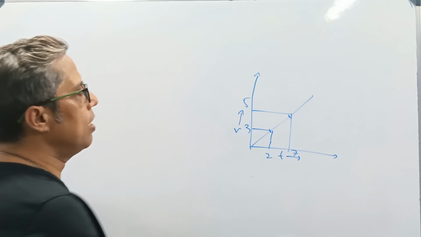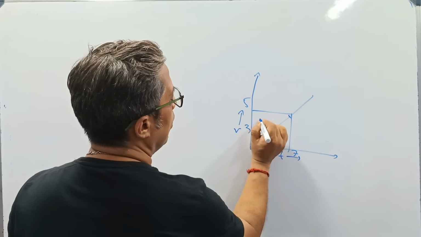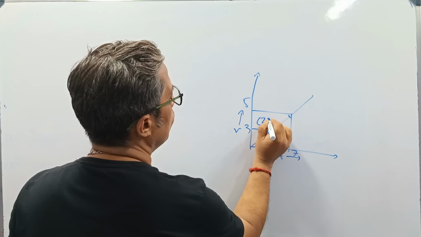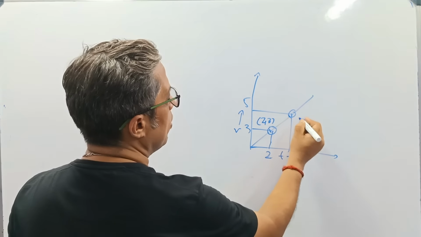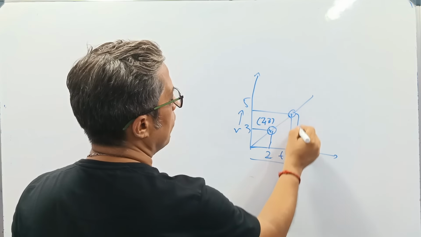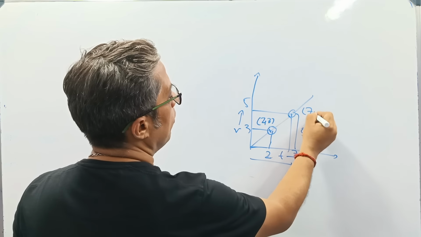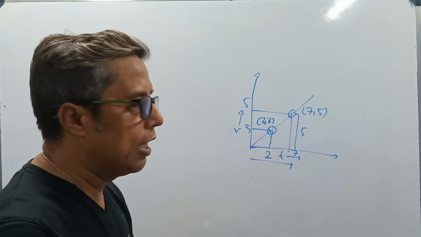Acceleration means the slope. So what is the coordinate of this point? This point is (2, 3): x is 2, y is 3. And what is the coordinate of this point? x is 7, y is 5, so it will be (7, 5). So what will be the slope of this straight line?